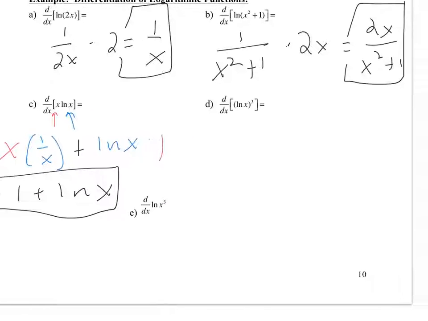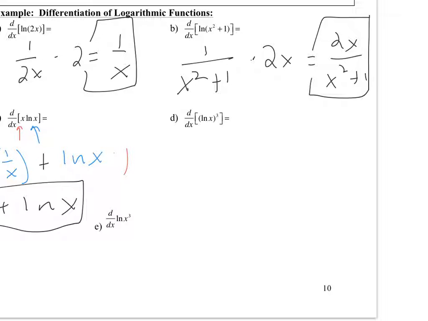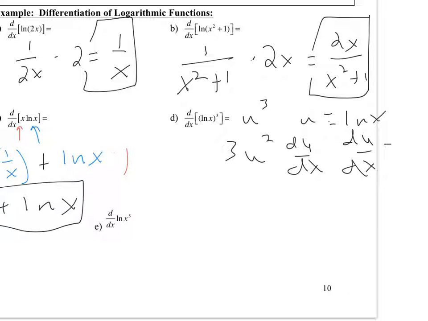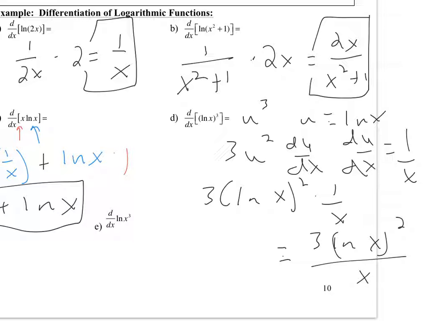Okay, and now we're going to come over here and try this one. And this one is going to require the chain rule, of course. This is like saying u to the third, where your u is ln of x. So that's what this boils down to. So 3u squared du dx. Well, what is du over dx? It's simply 1 over x. So what I really have here is 3 natural logs of x raised to the second power times 1 over x. So that's going to simplify into 3 natural log x quantity squared all over x.